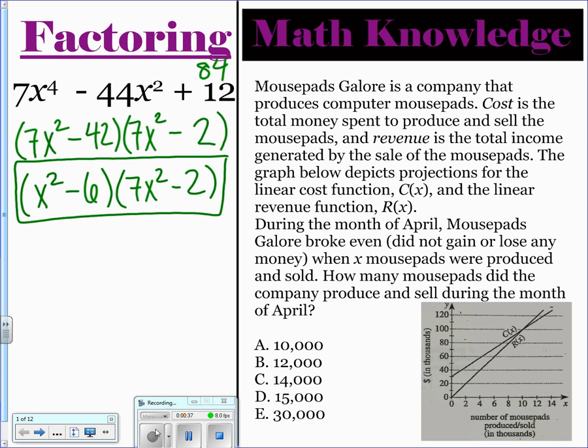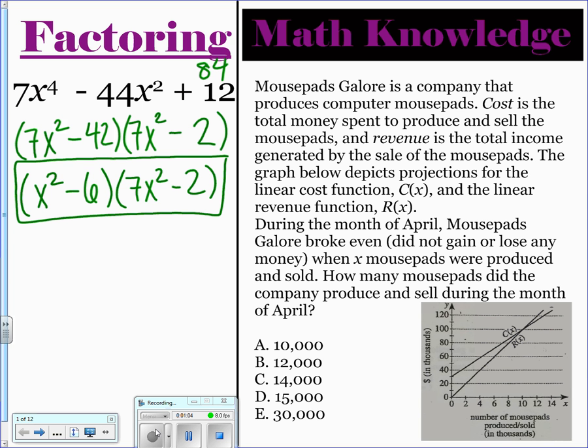For the math knowledge question, it tells us that the cost is the total money we spent to produce and sell the mouse pads, and revenue is the total income generated by the sale of the mouse pads. And it shows the graph of the cost and the revenue. During the month of April, mouse pads galore broke even. They didn't gain or lose any money when X mouse pads were produced and sold. So how many did the company produce and sell during the month of April?